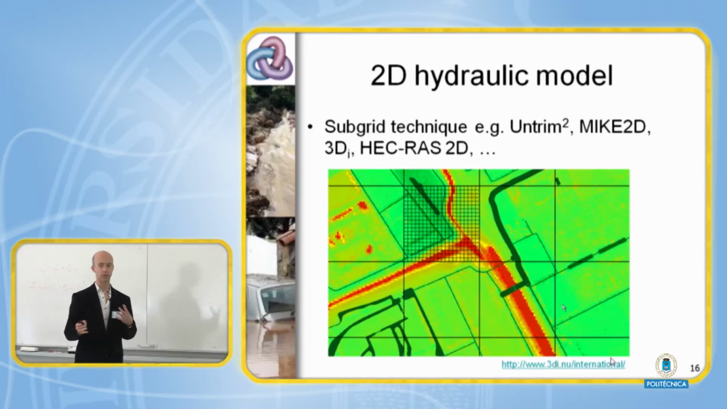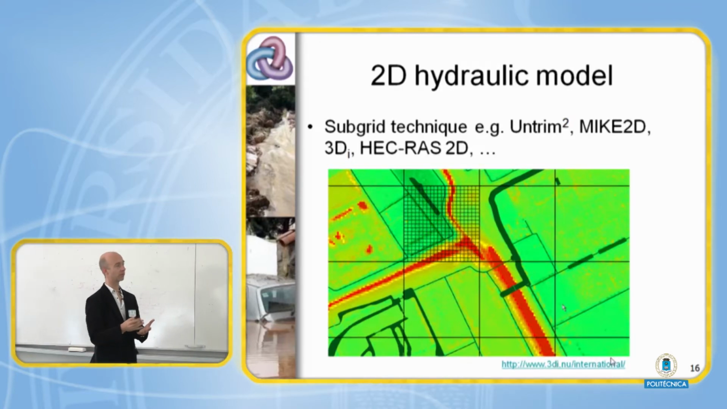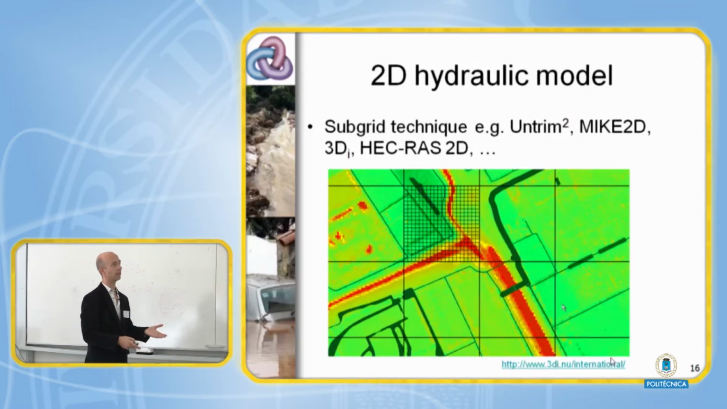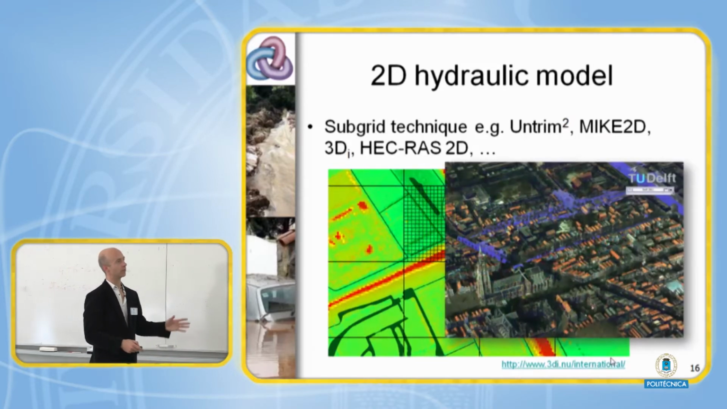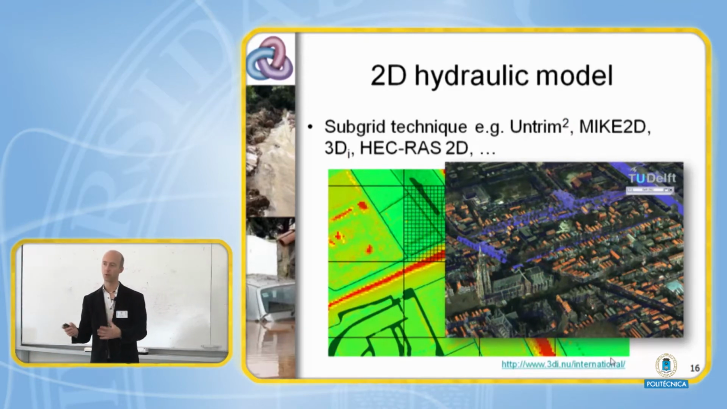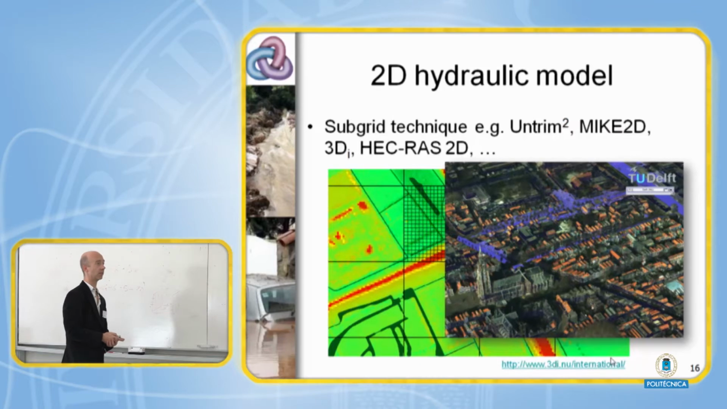They use a quad-tree grid refinement technology here in the 3Di case, but there are other options as well. I don't want to go into details now, but just to give you an impression of what possibilities there are.